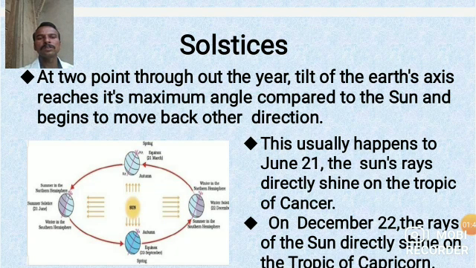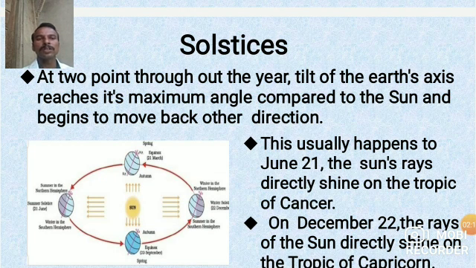This usually happens on June 21. On this day, the sun rays directly shine on the Tropic of Cancer, and on December 22, the rays of the sun directly shine on the Tropic of Capricorn. Means these are the two points of the solstices. One is the Tropic of Cancer and another is the Tropic of Capricorn.